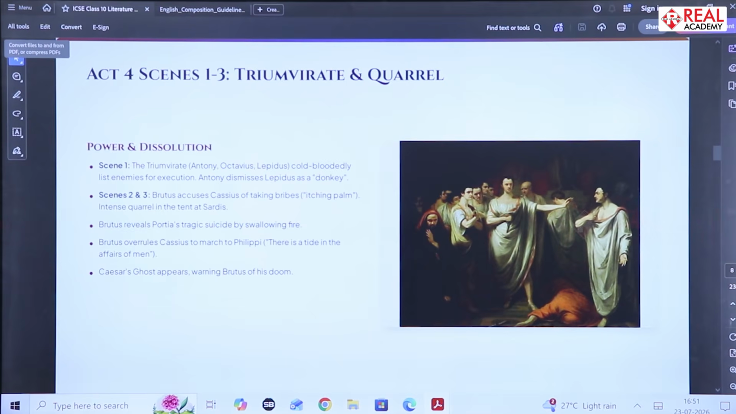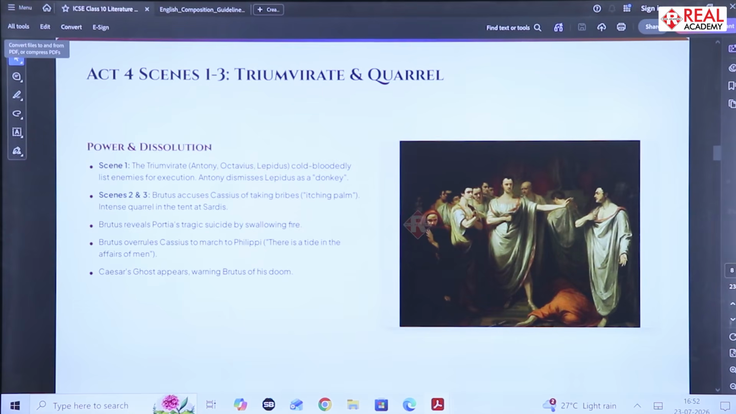Brutus then shared the heartbreaking news that Portia, his wife, has died. Unable to bear Brutus' absence and the political uncertainty in Rome, she committed suicide by swallowing burning coals. Cassius is shocked and deeply saddened, but Brutus displays remarkable self control and accepts the tragedy with stoic courage.